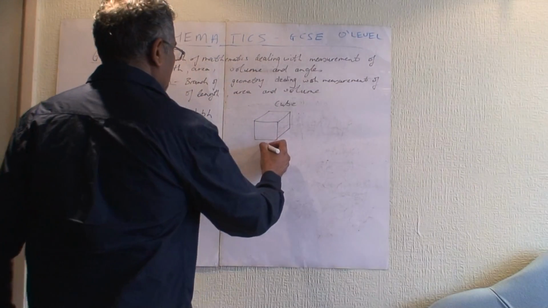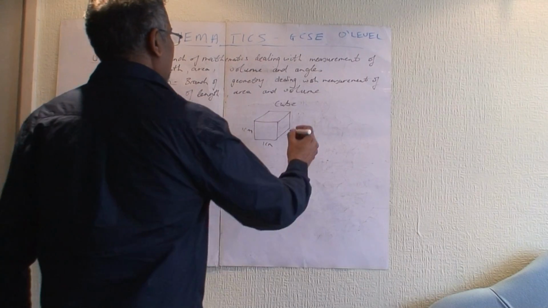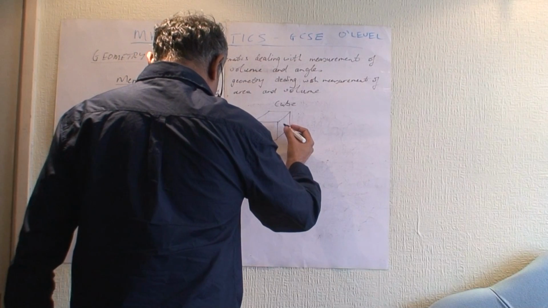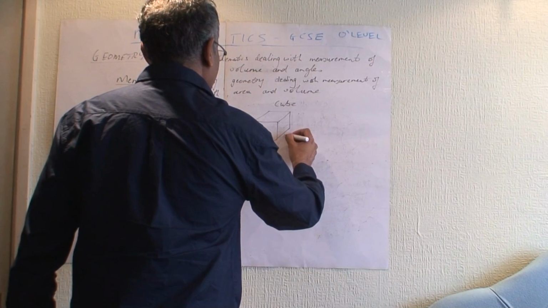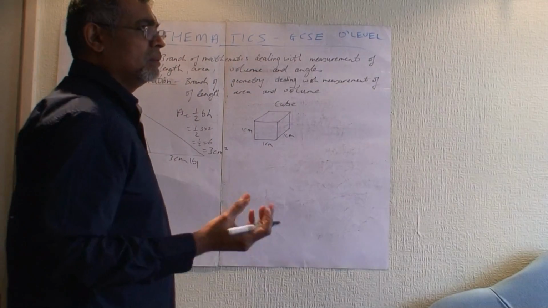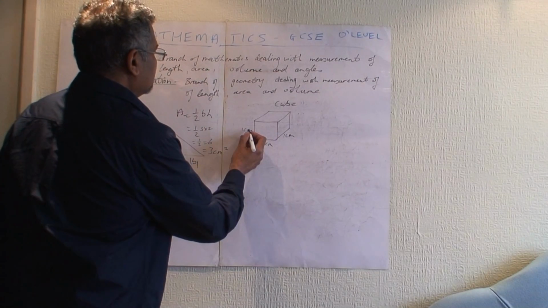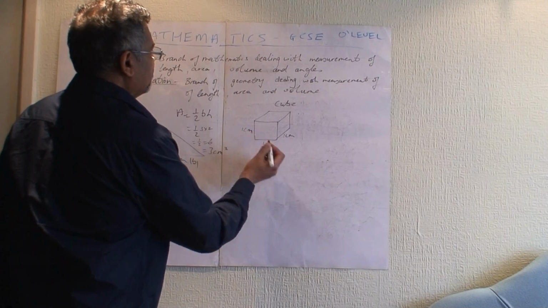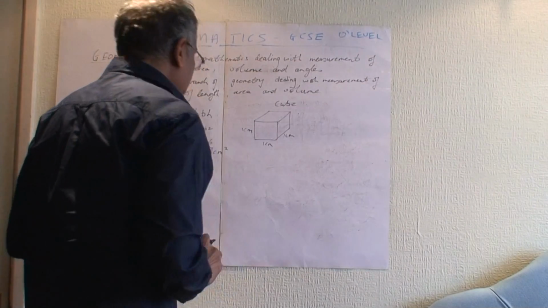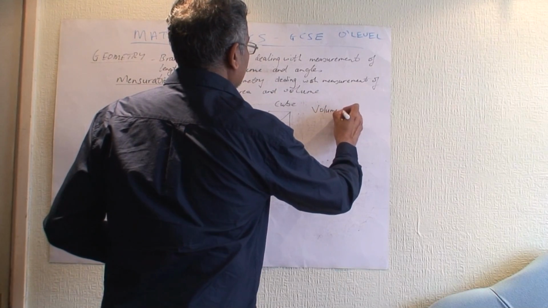Let's say this is 1 centimeter here, 1 centimeter here, 1 centimeter here. All sides are 1 centimeter. It's almost like a dice. A 1 centimeter cube, and we want to find the volume of the cube.